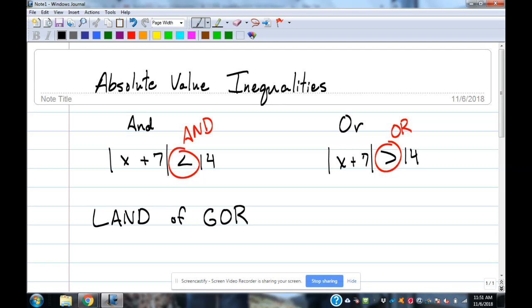So when we look at an absolute value inequality problem, we're going to look at the absolute value on the left side and at that symbol. If it's a less than or a less than or equal to, it's an and problem, and we're going to set it up as an and problem. If it's a greater than or greater than or equal to, it's an or problem, and we're going to set it up as an or problem. We've got to decide that first before we do anything else. All right?